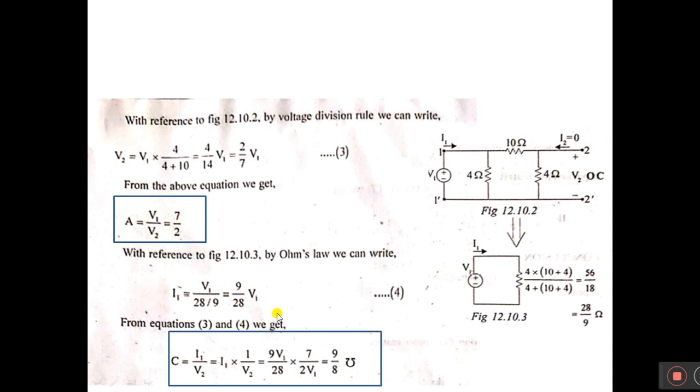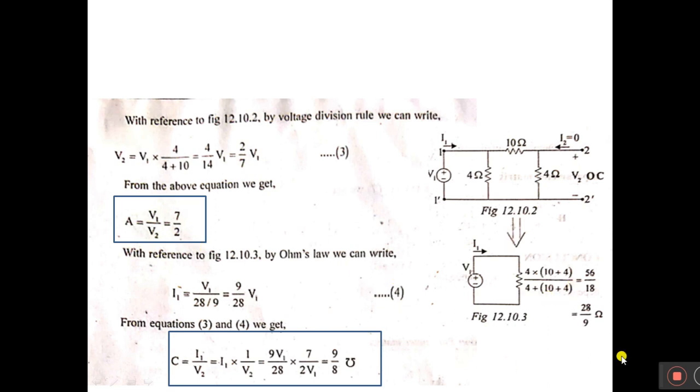Find A parameter. The relationship between V1 and V2 is called A parameter. So for this term A, the relation V2 and V1 is required. Here V2, here V1. To calculate V2, input voltage V1 into opposite resistance 4 divided by total resistance 4 plus 10. Now you will get 4 by 14 V1, that is 2 by 7 V1. So now A equal to V1 by V2, that is 7 by 2.